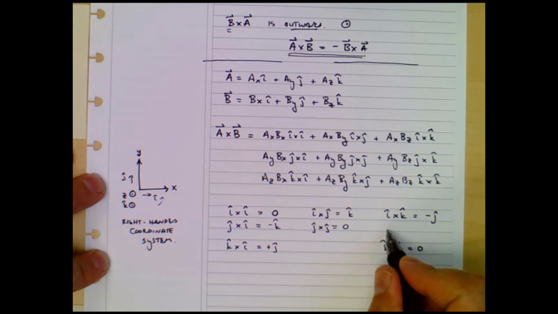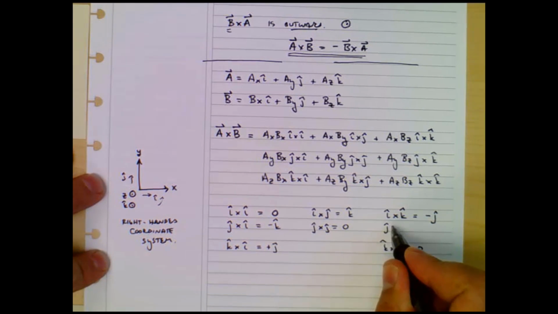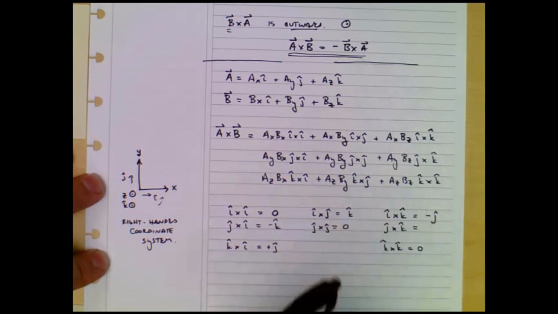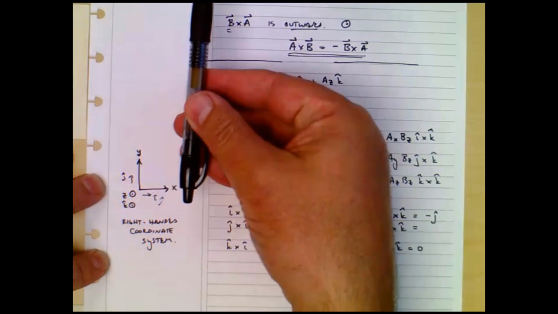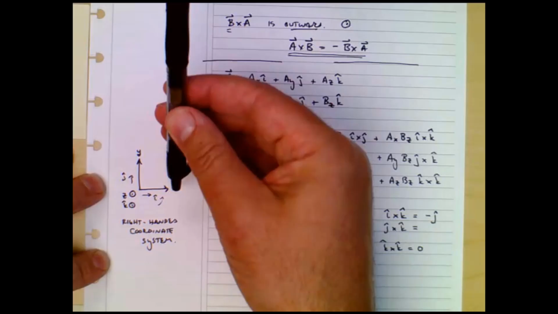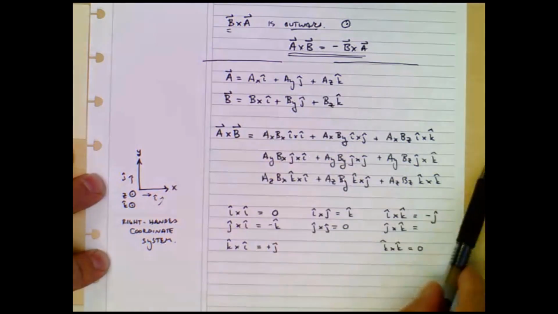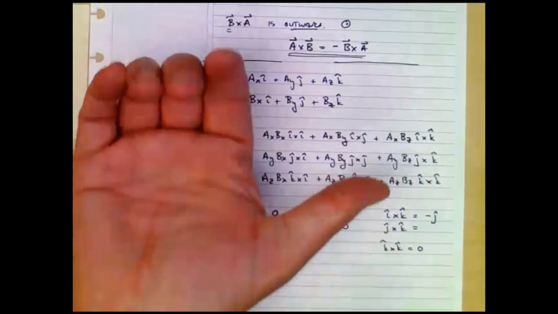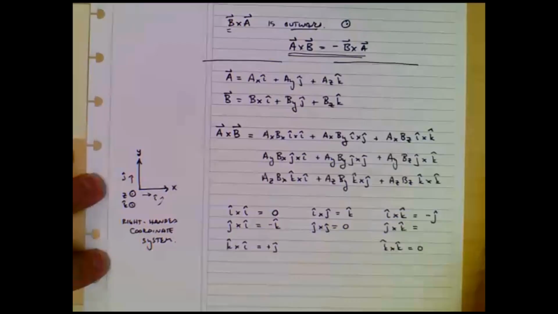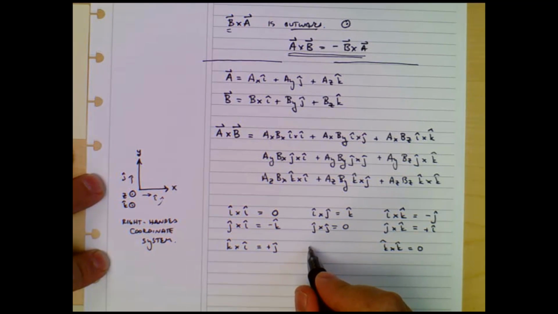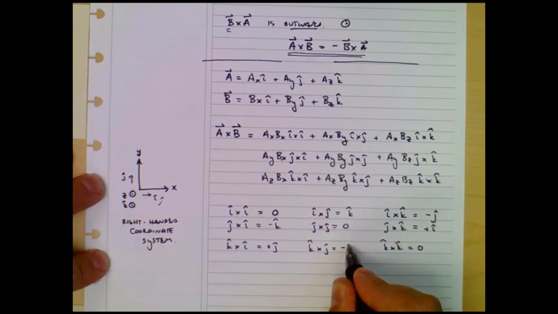All right, last one is going to be j cross k. What about j cross k? Here's j. j is turning so that it comes to align with k. In order for my fingers to make that same sense of rotation, my thumb points out the x-axis, so this is positive i hat. And then similarly, k cross j will have to be minus i hat.